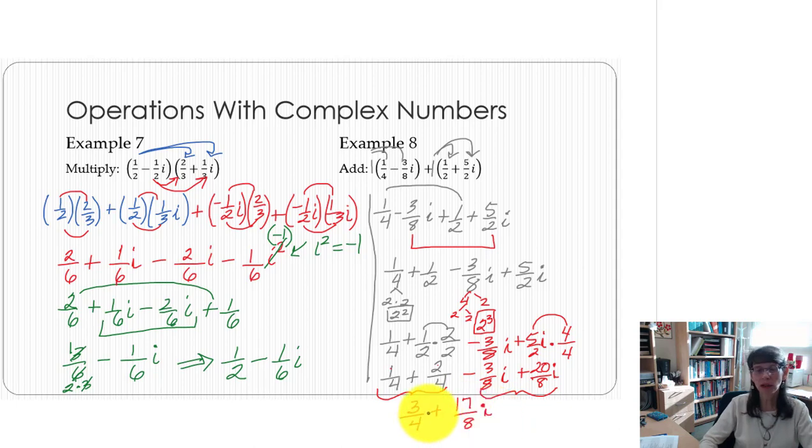Now look back to see if any reducing could be done. 3/4. 3 and 4 don't have any common factor besides 1, so that's done. 17 and 8 also don't have any common factors, so we're complete with our problem here.